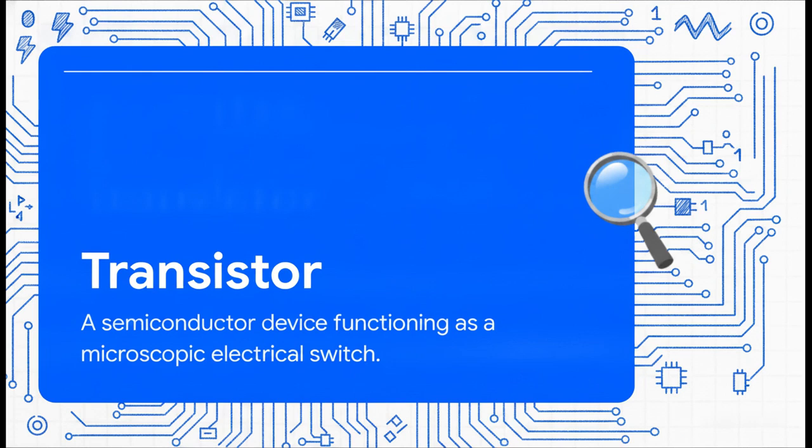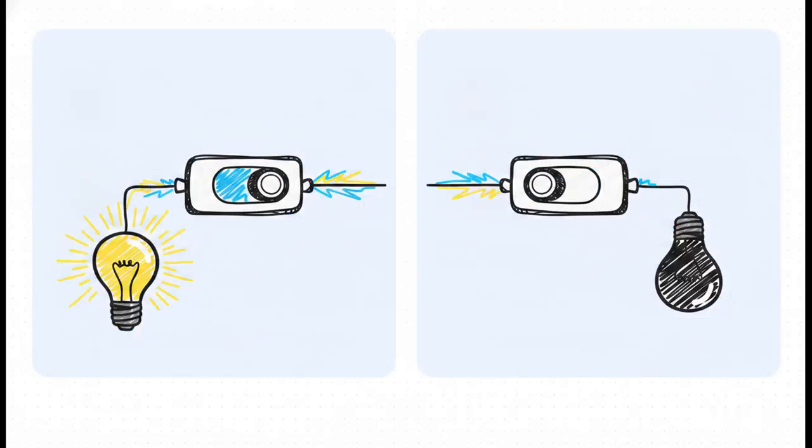Now, I want to clear up a super common beginner mistake right off the bat. A single transistor does not perform complex math. It doesn't calculate anything on its own. It's literally just a semiconductor device acting as a microscopic electrical switch. It only does one thing. It controls current flow. And that simple switching behavior is exactly what makes it so incredibly powerful.